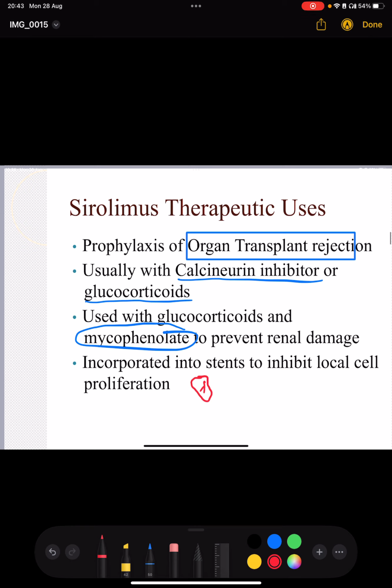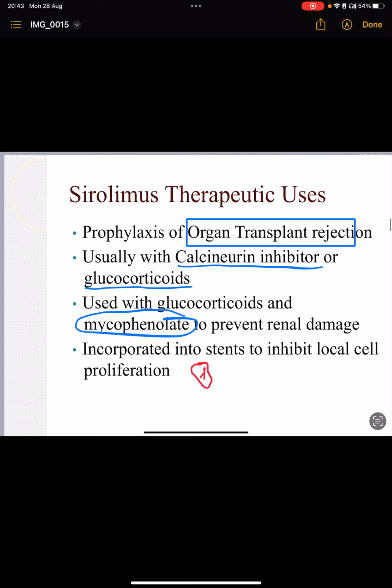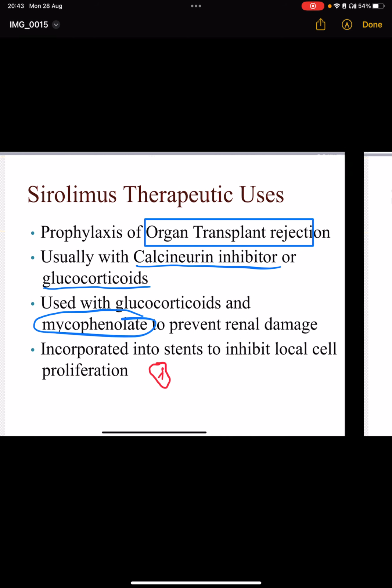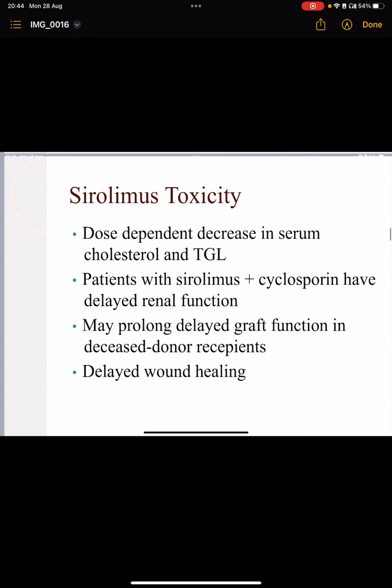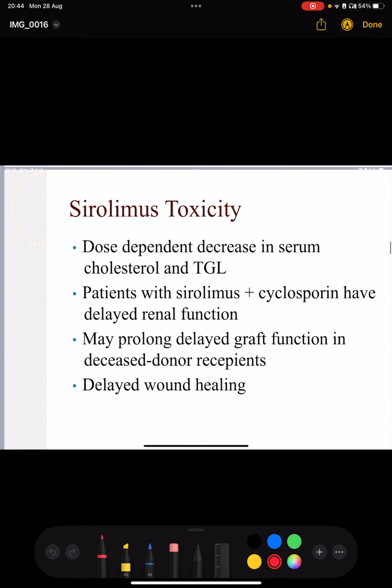A stent is a very small mechanical piece that's put into the coronary veins to remove the occlusion, to remove the atherosclerosis from it. And we also use this drug over there to prevent the local cell proliferation by keeping it stuck in the G1 phase. Let's discuss the toxicity of sirolimus.